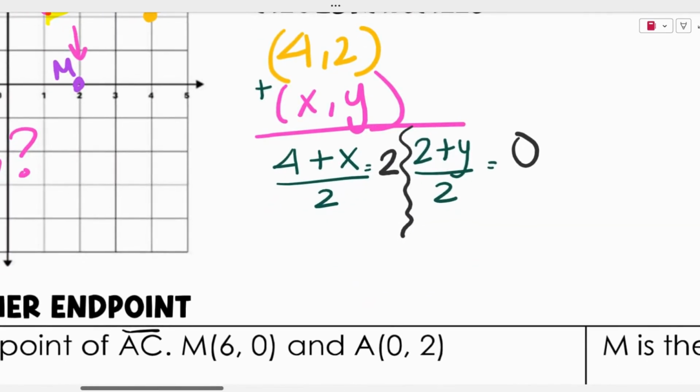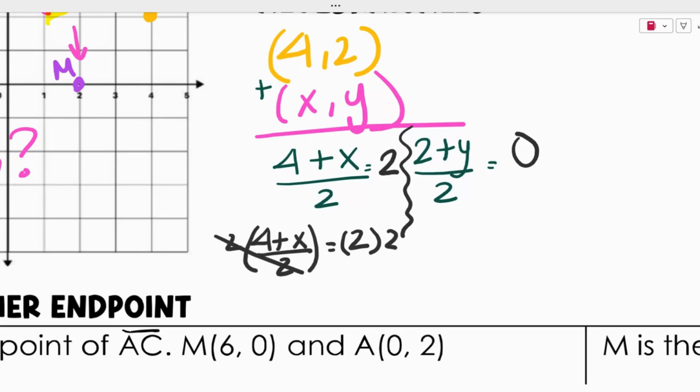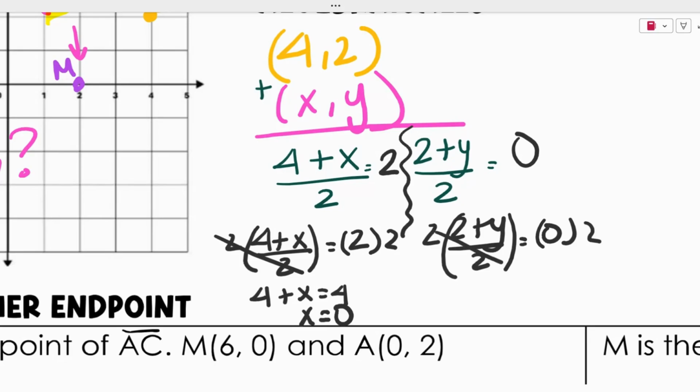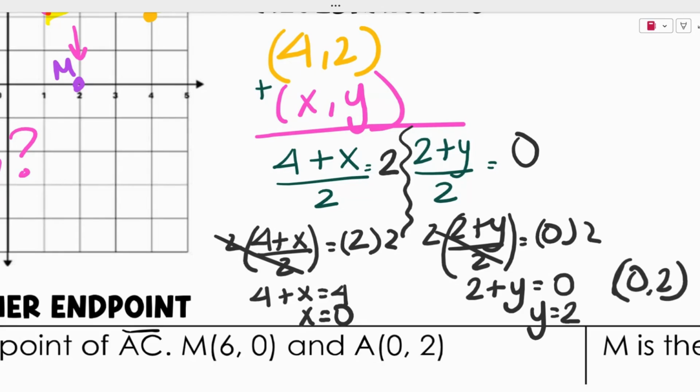Now, I have to solve this. So this says something over 2 equals 2, which means I need to get this 2 out of the denominator of the fraction by multiplying the top and the bottom, or the numerator and the denominator of the fraction, by 2. When I do that, these 2's are going to cross simplify. I'm only left with 4 plus x equals 4, so x equals 0. I have to repeat these same steps on the other side. So I'm going to multiply the numerator and the denominator by 2 on both sides. That eliminates the 2's there. Something plus 2 equals 0, and the answer is -2.